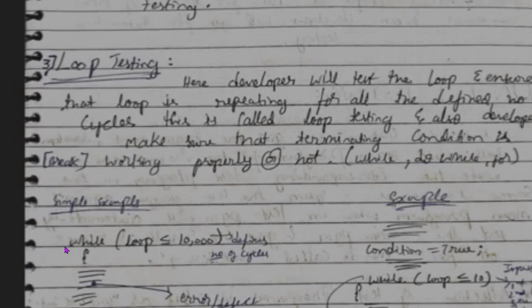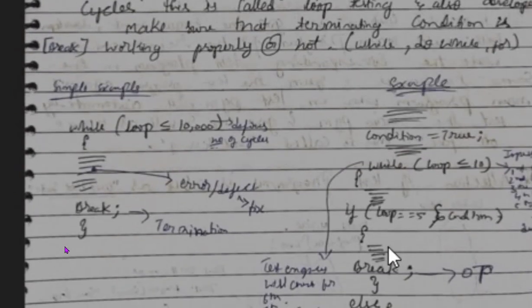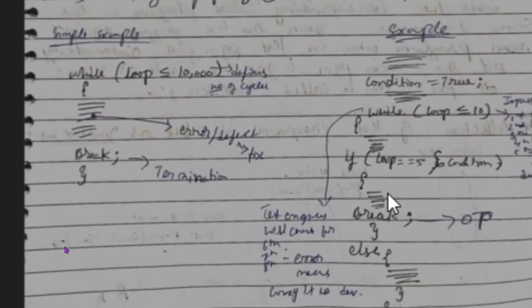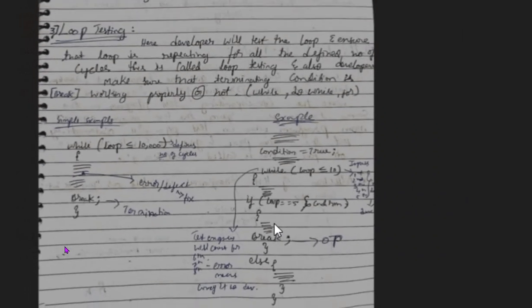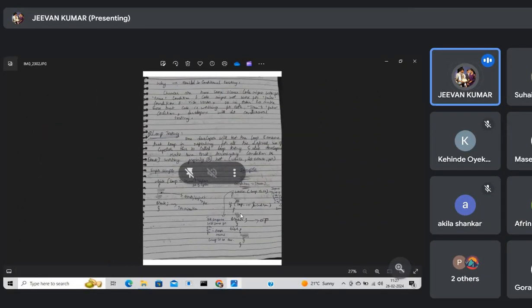Why should we go for condition testing? Chances are there sometimes the code might work for the true condition and might not work for the false condition. So the developer will do condition testing.